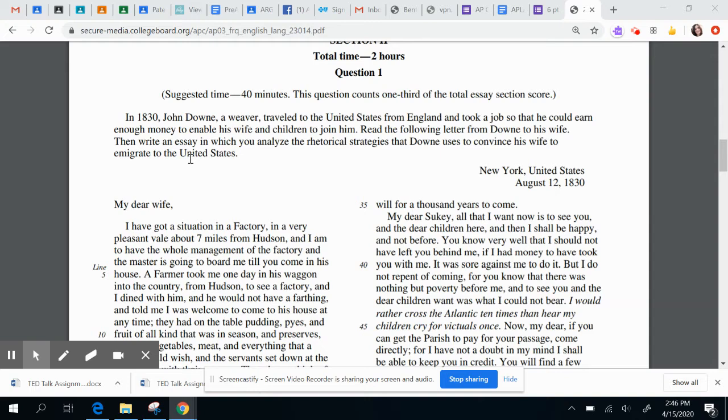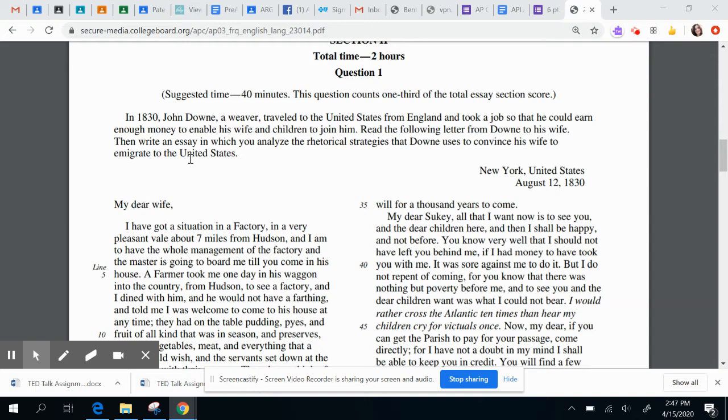Now, if you're watching this video, I have already asked you to scan this so you are aware of the major points, major moves of which Downe attempts in this letter. He appeals to his wife's desire to have bounty. Apparently, they have gone without. He appeals to his wife's need and desire to be socially accepted, and he also offers an apology for being gone so long.